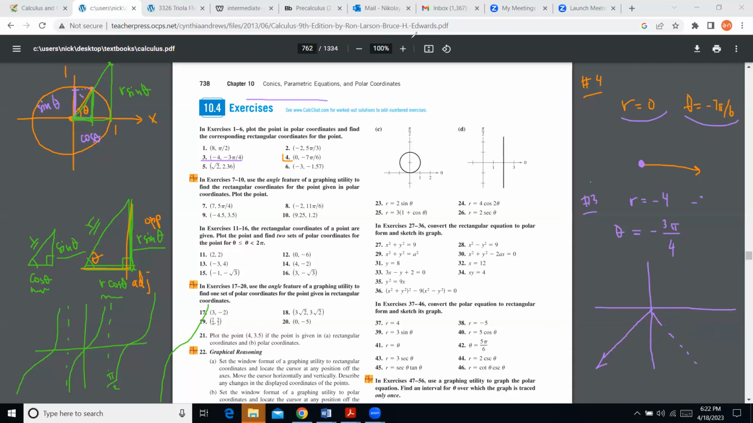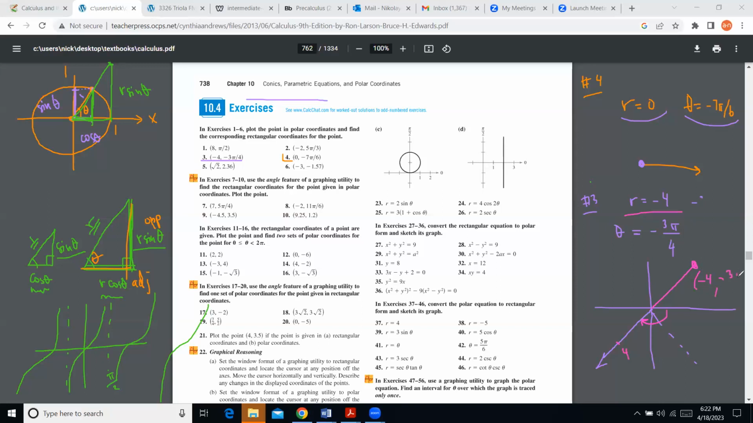So we got also negative r, which means that you don't go 4 steps here. Since it's -4, I have to go the other way. So the point will be here because r is negative and the angle is negative.